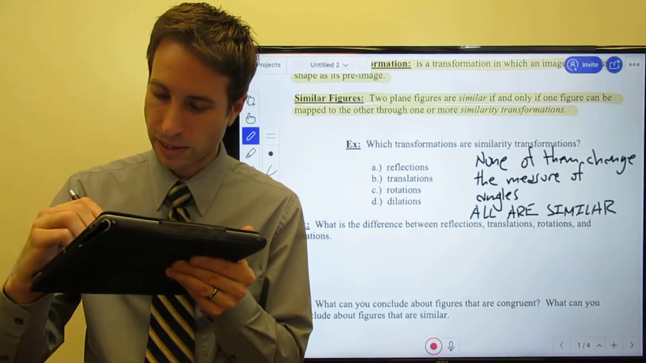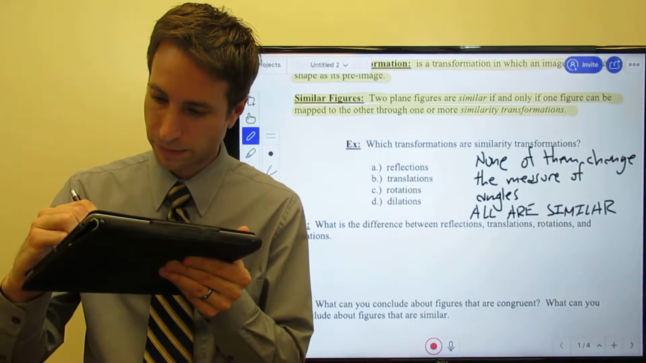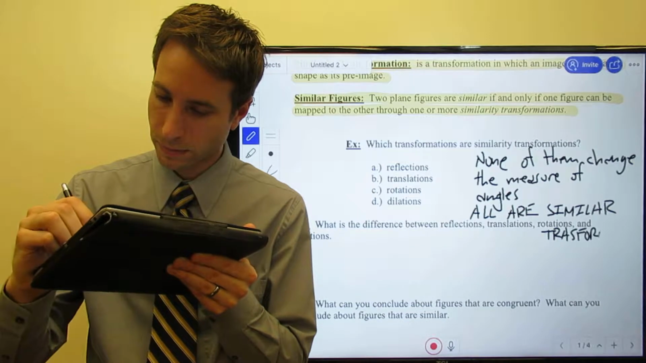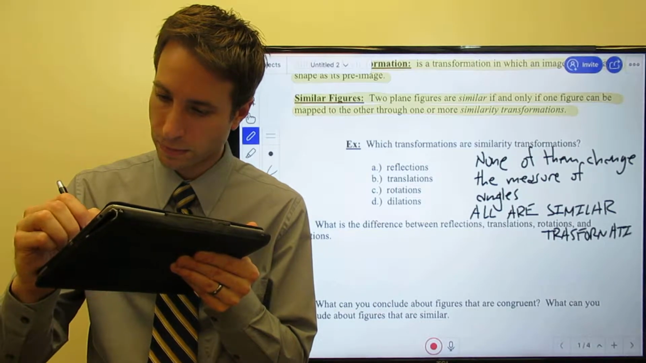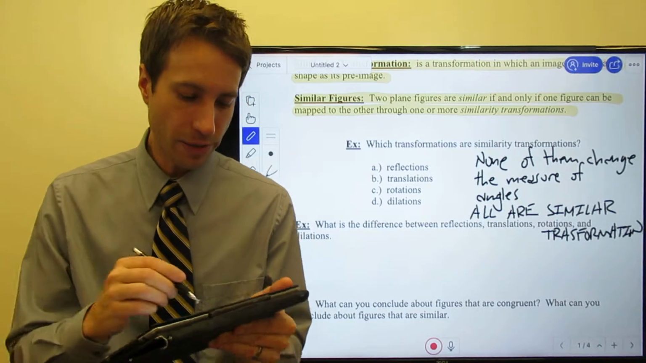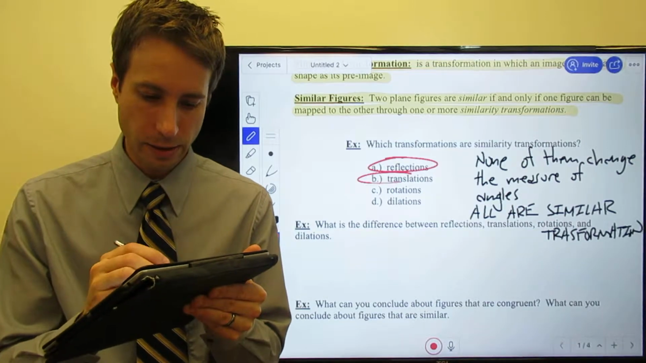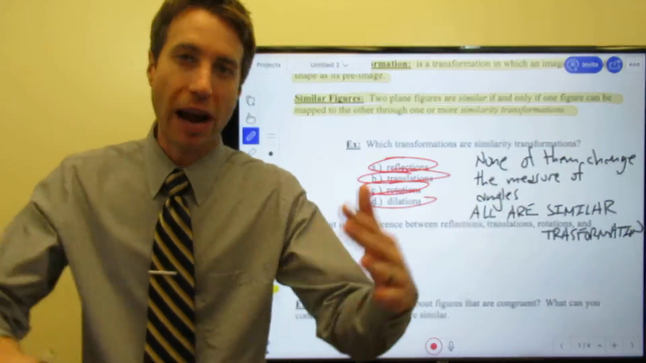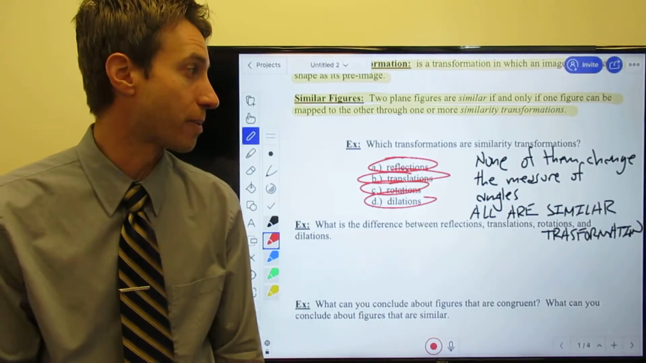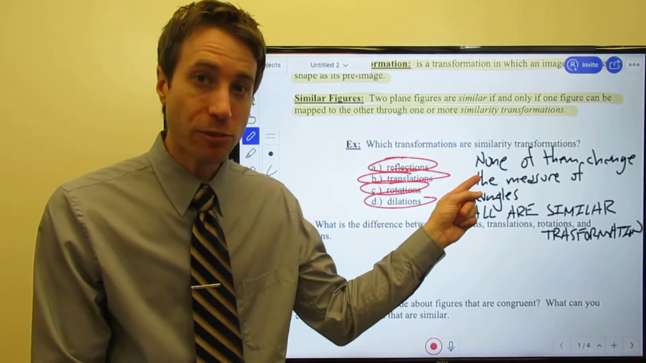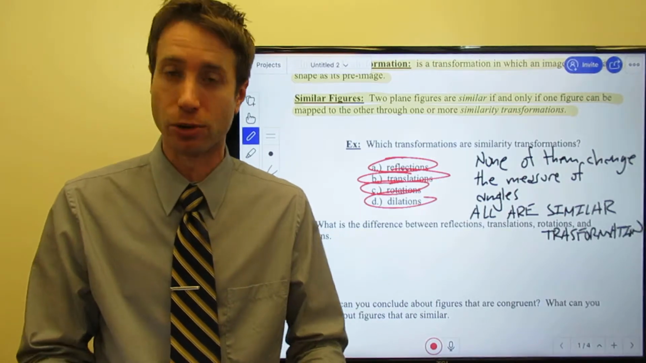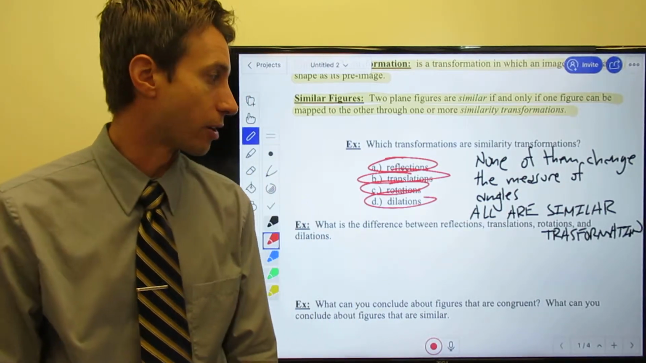I ran out of space. Similar transformations. Right, all of them are similar transformations. Go ahead, circle all of them. In fact, I should have put E, all of the above, right? All of them are similar transformations. Why? None of them change the shape. None of them will change the measure of the angles. So they're all going to be similarity transformations.